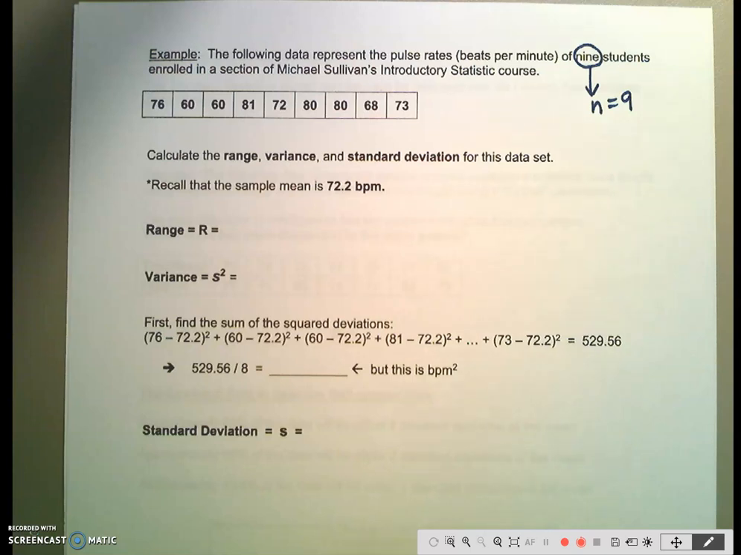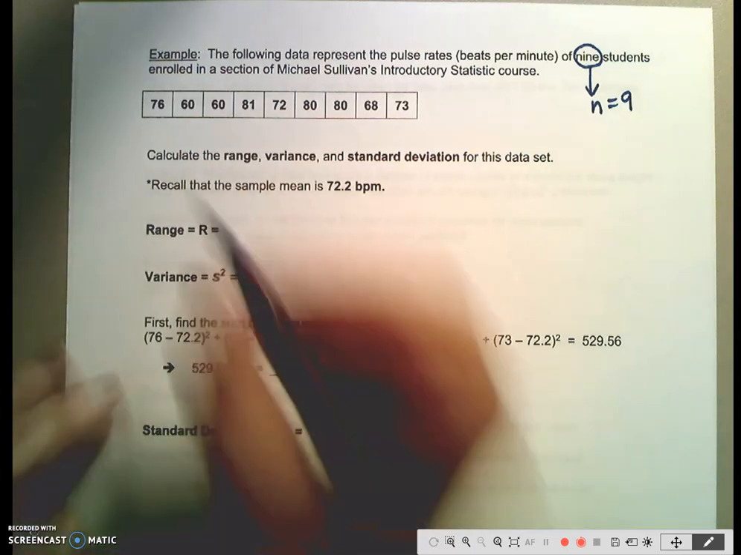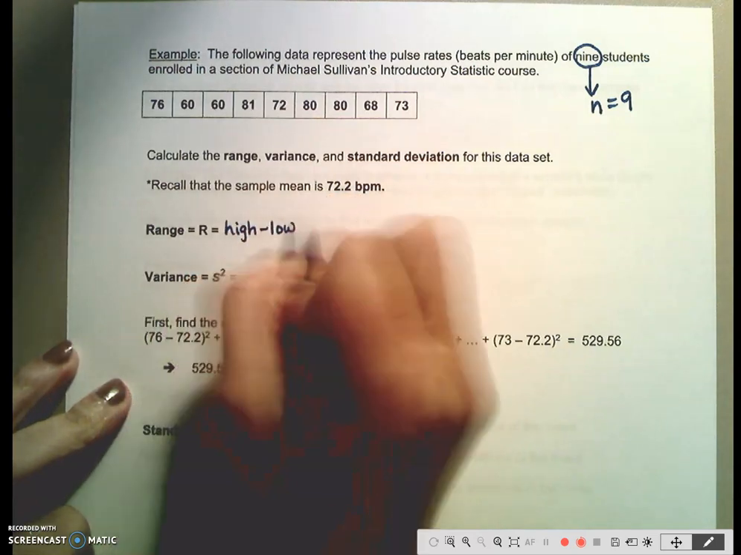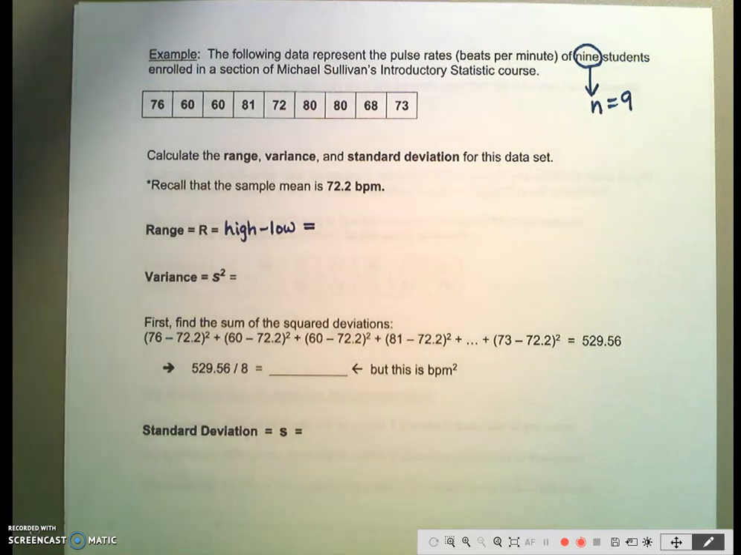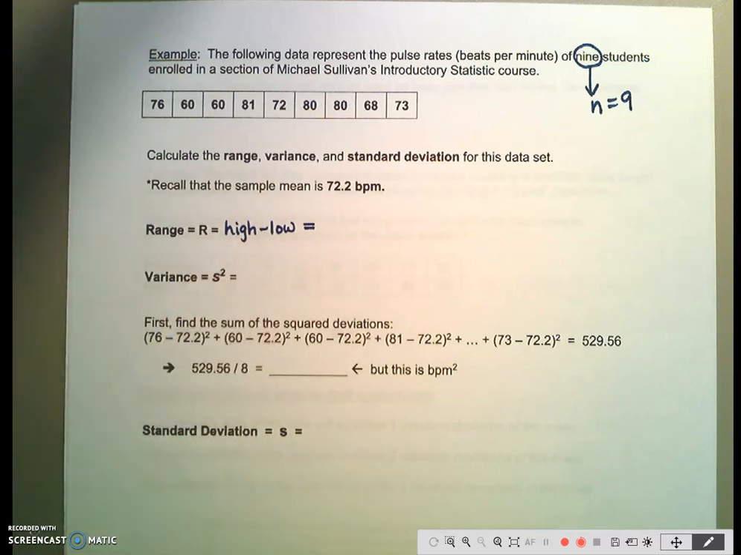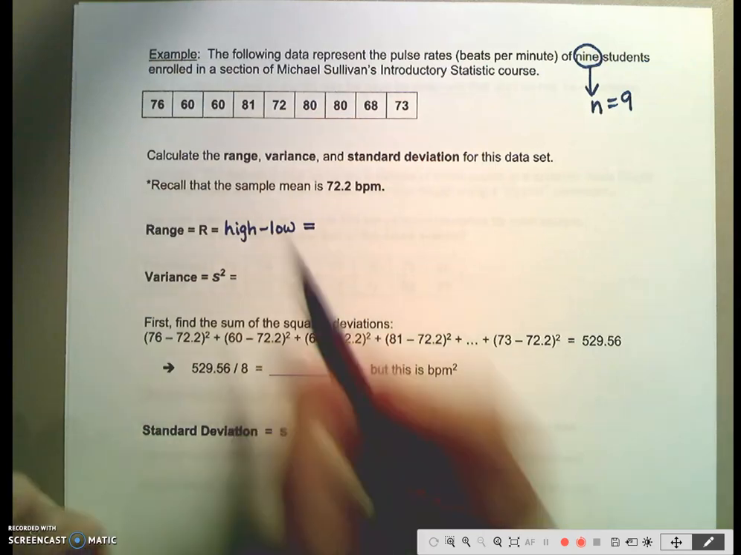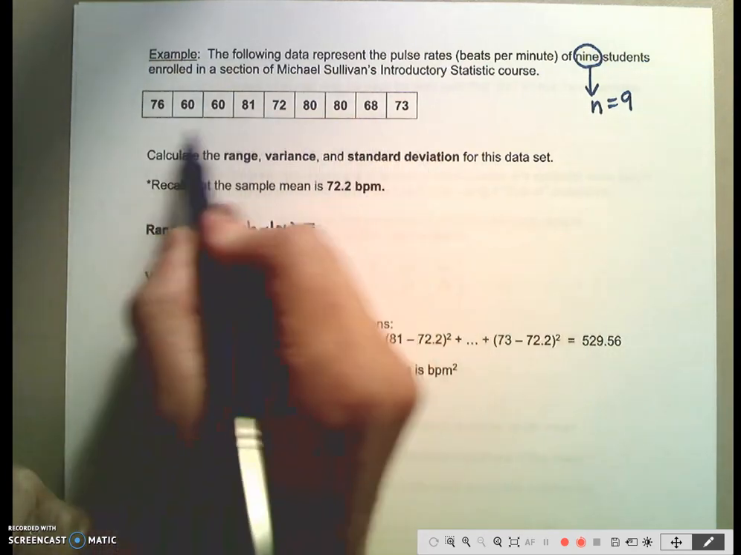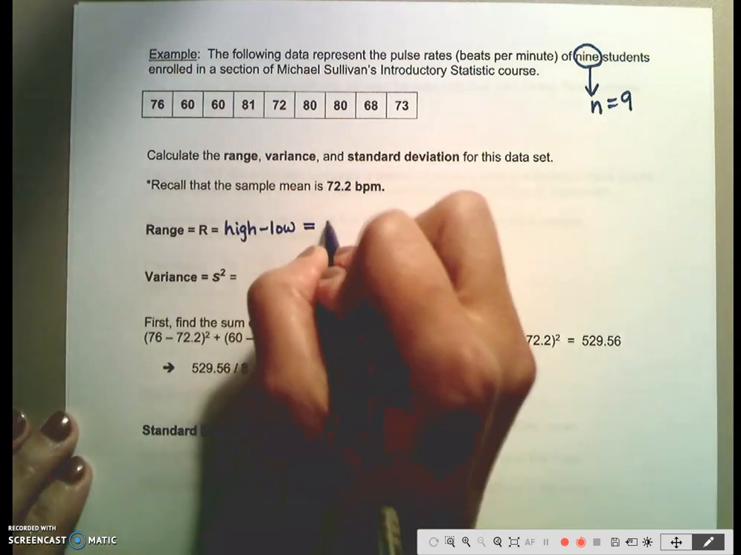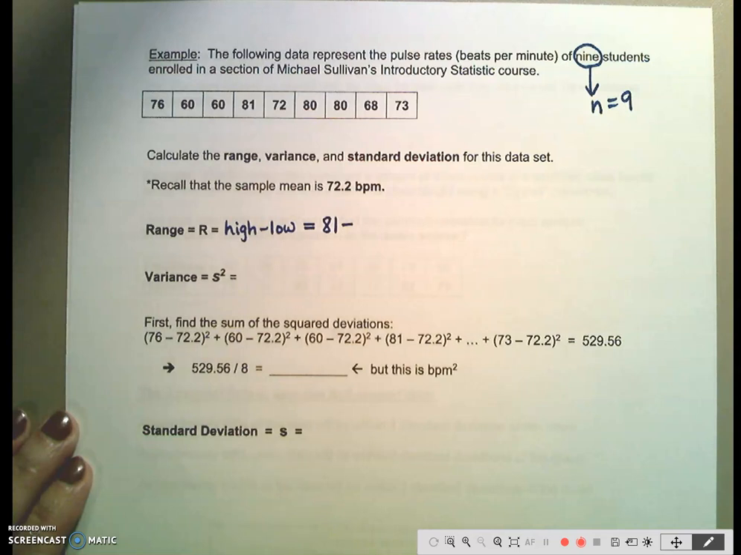All right, so if we want to do range first, that's a pretty good one to start with. We are going to do the high value minus the low value. This is one formula that you really do kind of have to memorize, but I don't think we're asking too much for you to memorize this formula. I mean, come on, in terms of formulas, it's a pretty easy one. So if you look through here, or if you have your data sorted on your calculator, the highest data point is actually 81. And then the lowest data point, it looks like it's 60.